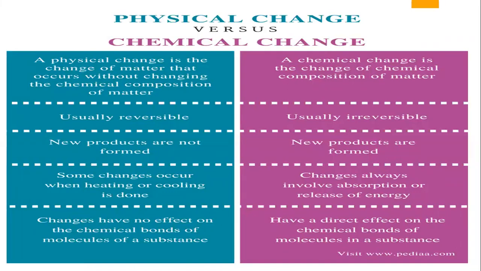In the case of physical changes, changes have no effect on the chemical bonds of molecules of a substance. As it is not a chemical change, there is no effect on the chemical bonds of molecules. Whereas in the case of a chemical change, it has a direct effect on the chemical bonds of molecules in a substance.